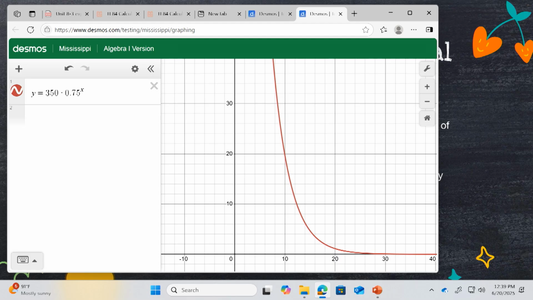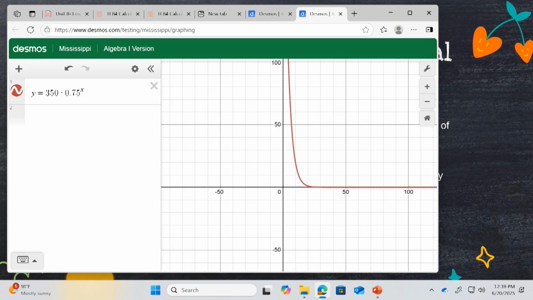Now, I see that this is a what type of graph? It's a decay because he's spending money. That means his money amount is what? Declining. Now, Ms. Killen, I don't see my y-intercept. So we may have to scroll out some more.